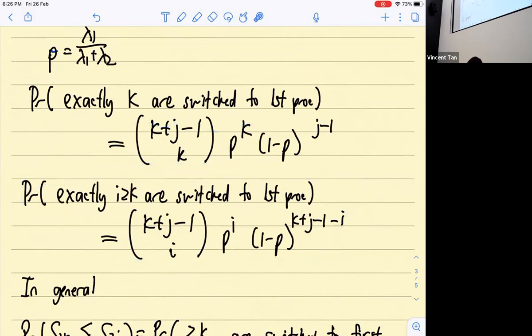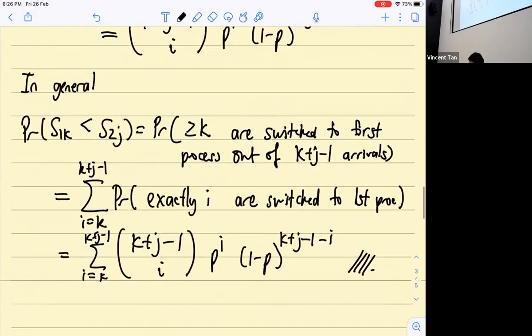Exactly I greater than K are switched to the first process in the first K plus J minus 1 arrivals. Right, just to be pedantic. And we have this. This is a binomial distribution. And then we just plug in. Any questions? This is to illustrate splitting and combining.